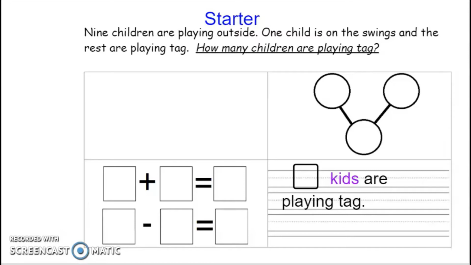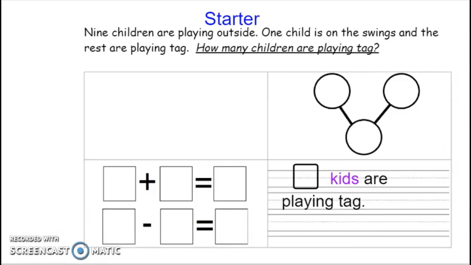Before we draw our picture, it's important to think about what the problem is asking you. You can do that by rereading the question. The question says, how many children are playing tag? I know that the question is not asking me to solve for the whole or the total. I am not figuring out how many kids there are outside. So I know immediately that I will not be adding 9 and 1. It's asking me how many kids are playing tag. And it already gave me the whole or the total, which is 9.